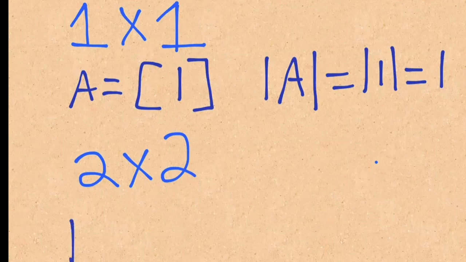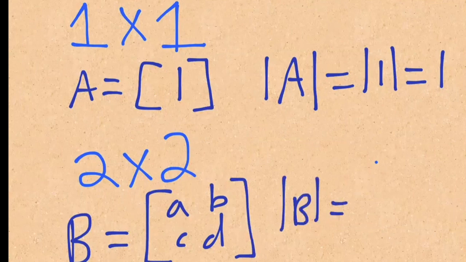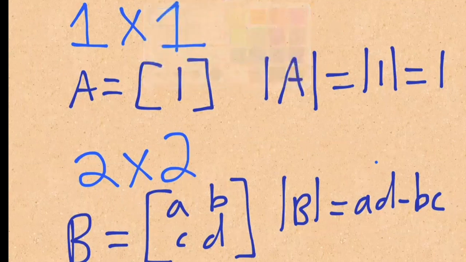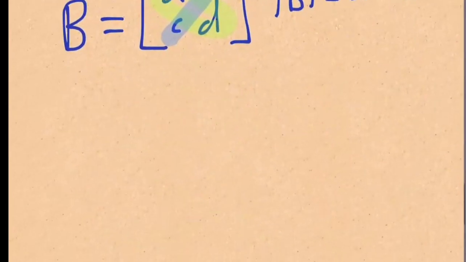In the 2-by-2 case, we'll call this matrix B. And we'll give it 4 numbers, A, B, C, and D. The determinant of this matrix is going to be the product AD minus the product BC. So a lot of times people like to think about this as one diagonal of the matrix, AD, subtracted from the opposite diagonal, BC.